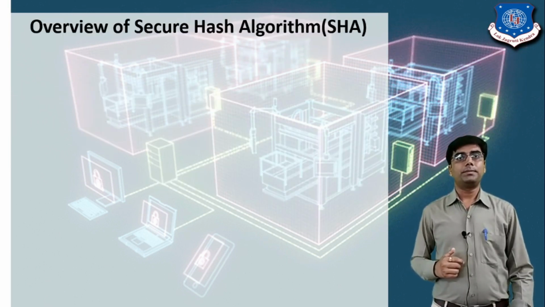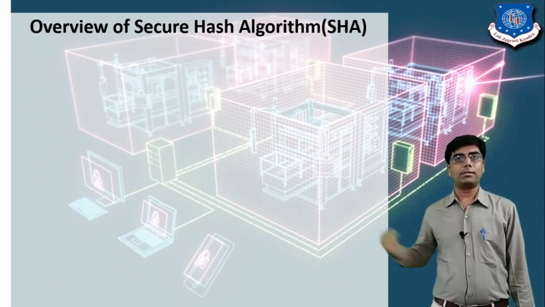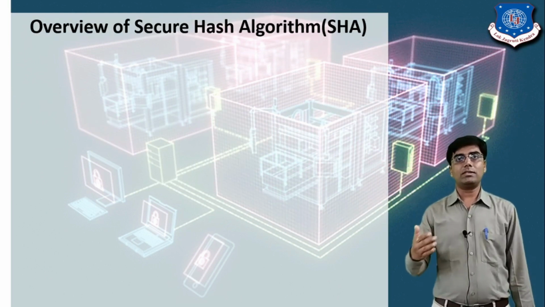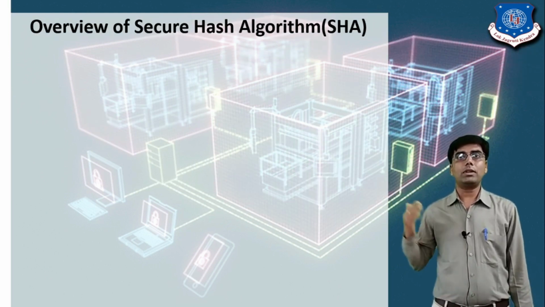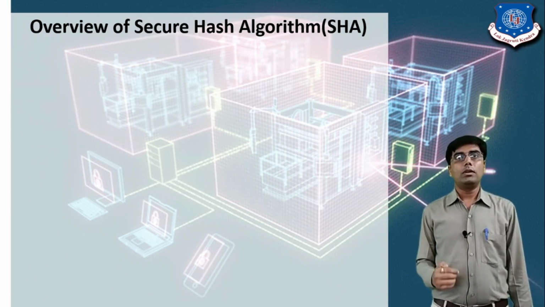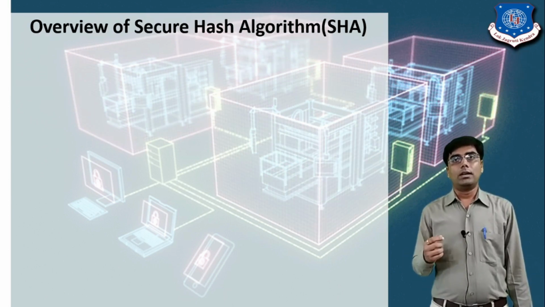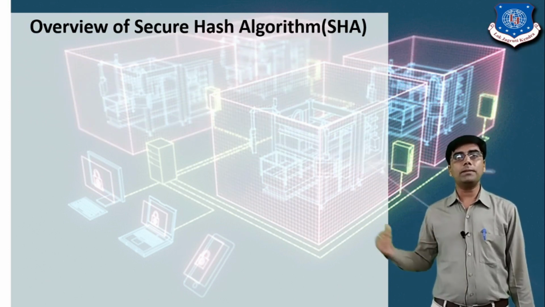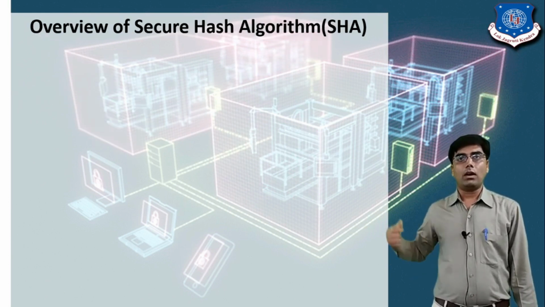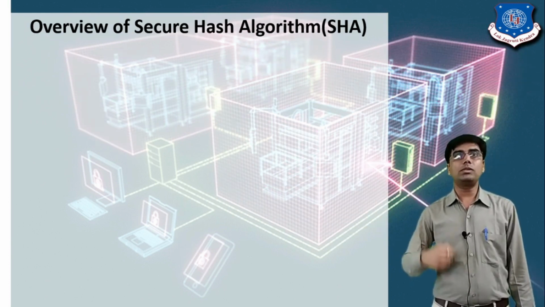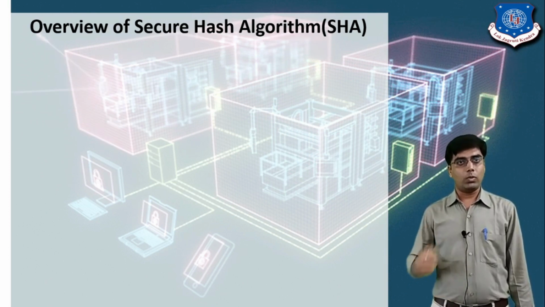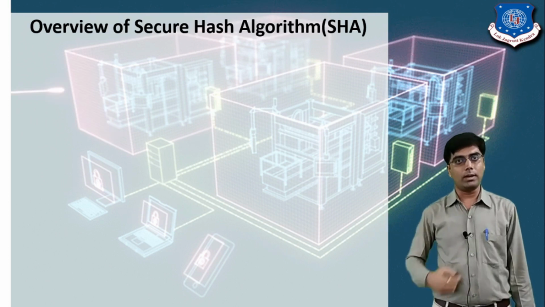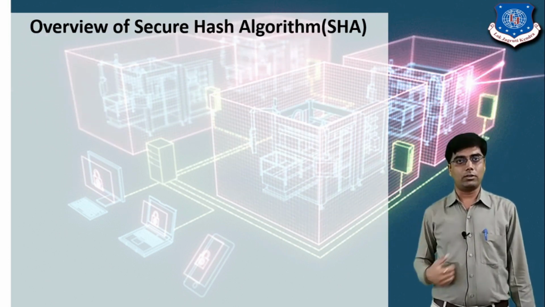Then the next is the overview of the secure hash function. So first of all, why do we need SHA? As you know, in the previous two sessions we considered the hash function. In a hash function we generate a fixed length code, and this fixed length code is called the hash code, hash value, or the message digest. So how do we generate the fixed length code? With the help of the secure hash algorithm we will generate the fixed length code.